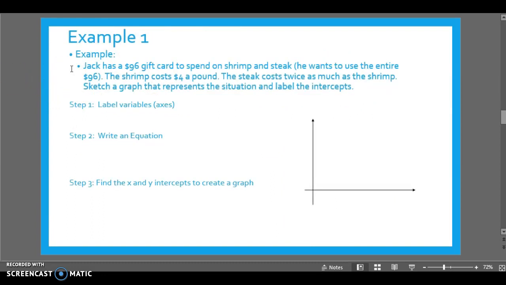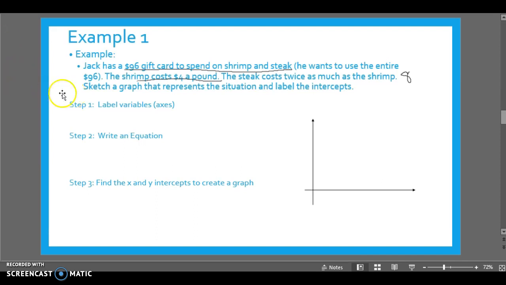So let's do an example together. Jack has a $96 gift card to spend on shrimp and steak. Yum. He wants to use the entire $96. The shrimp cost $4 a pound. The steak cost twice as much as the shrimp, so twice as much as 4 is $8 a pound. Sketch a graph that represents the situation and label the intercepts.